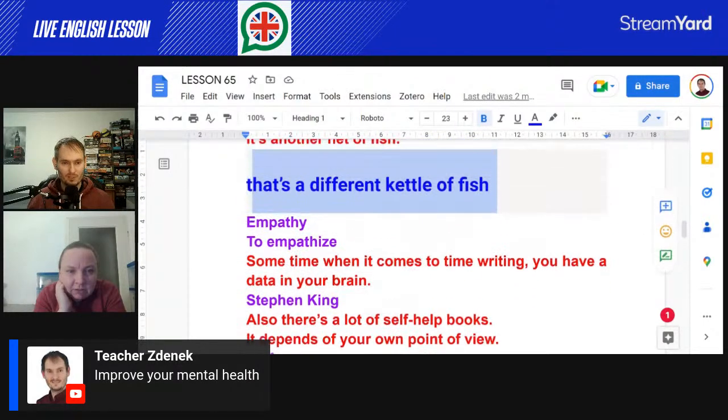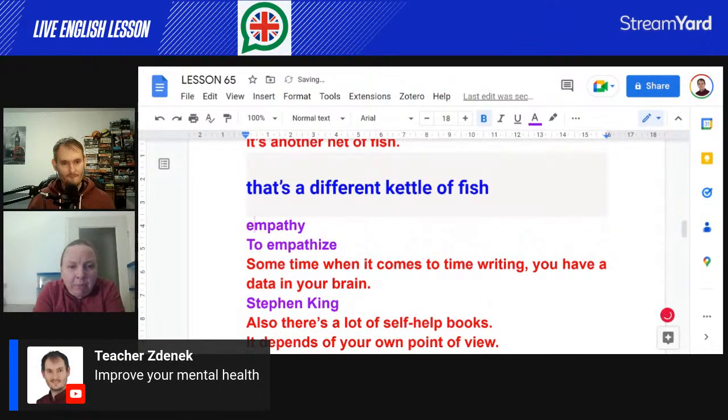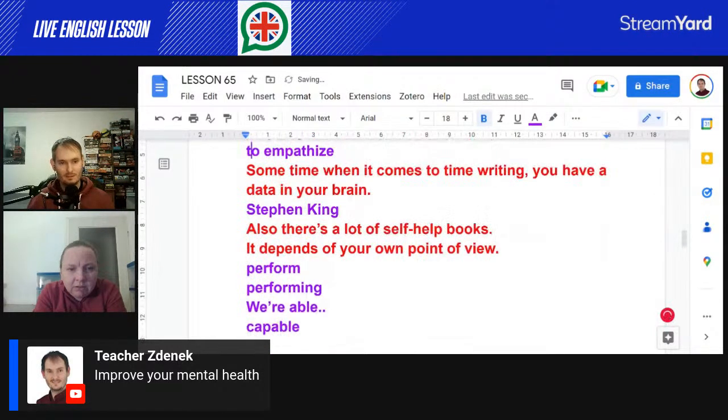How do you pronounce this word? Empathy. Yes. How do you pronounce this verb? Empathize. Yes. How do you pronounce the name of this author? Steve. Stephen King. That's it. Stephen King. Yes. Let's deal with the pronunciation first.